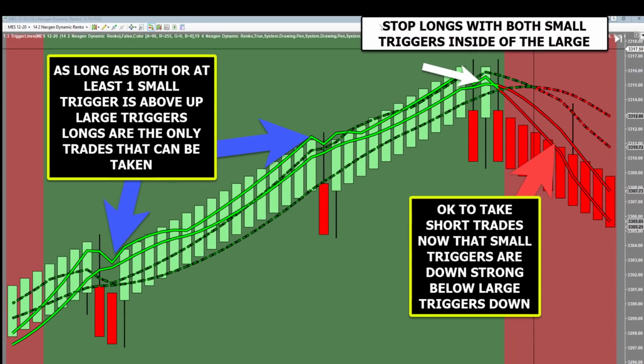Again, without repeating myself for the 32nd time, stop going long when the small triggers are in between the large triggers. If they turn and cross the other way, you can look for short trades.